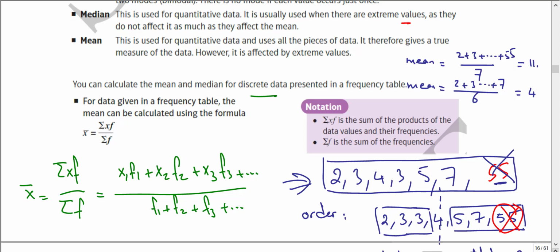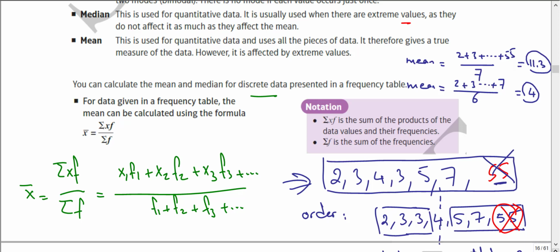11.28, so just 11. 11.28 and 11.3. So you see the difference? Here the mean is 11. The mean here is 4. It's a big difference. Let's calculate the median.